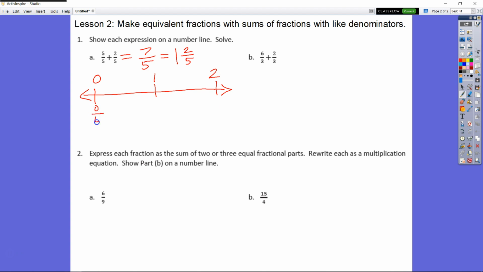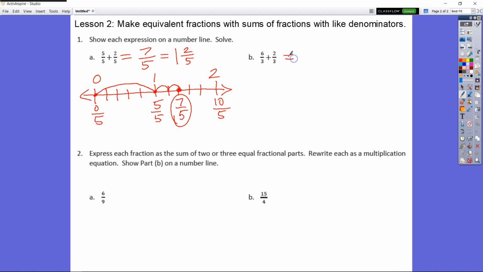And we're going to go ahead and make our fractions in terms of fifths. We know that 2 will be 10/5. So let's split this into fifths by drawing 4 lines in between each. 1, 2, 3, 4. 1, 2, 3, 4. So if we added 5/5, we start at 0, we go up to 5/5, and we add 2 more fifths, we will be right there at 7/5. And that's our answer for number 1.